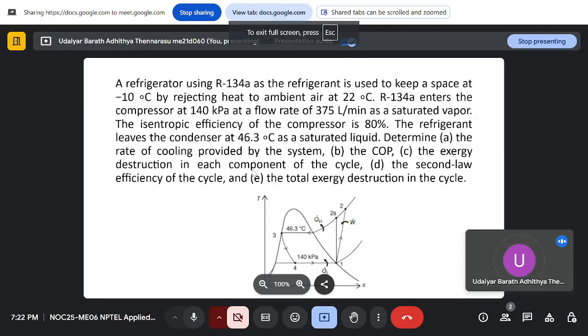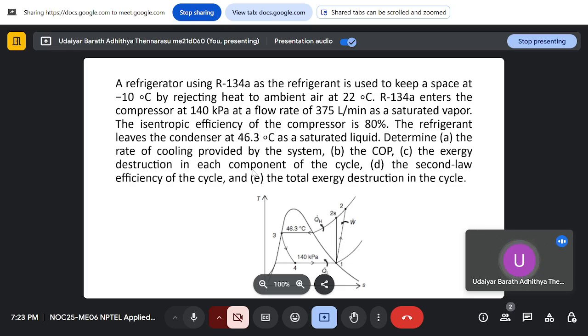So see, this is the last problem for today on VCRS. We have a refrigerator using R134A. It's a refrigerant used to keep a space at minus 10 degrees Celsius by rejecting heat to ambient air at 22 degrees Celsius. R134A enters the compressor at 140 kilopascal at a flow rate of 375 liters per minute as saturated vapor. The isentropic efficiency of the compressor is 80%.